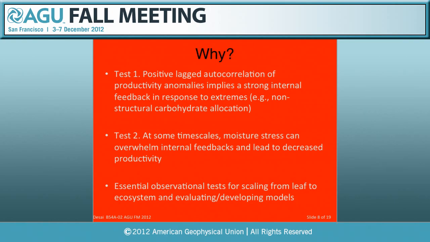So I'm going to do 2 tests. The first is essentially a hypothesis that positive lagged autocorrelation of productivity anomalies implies a really strong internal, essentially negative feedback in response to extremes. For example, this could be a feature of things like non-structural carbohydrate allocation, things that allow GPP to persist in periods of extremes. Test 2 is that at some timescales, moisture stress can overwhelm this internal feedback and lead to decreased productivity. These are just essential tests for scaling from leaf to ecosystem.